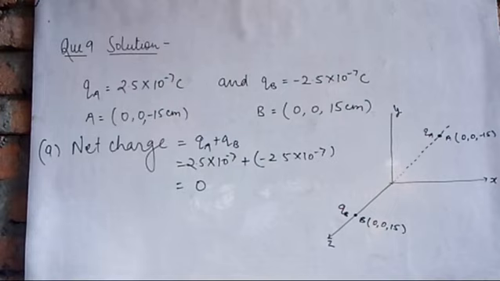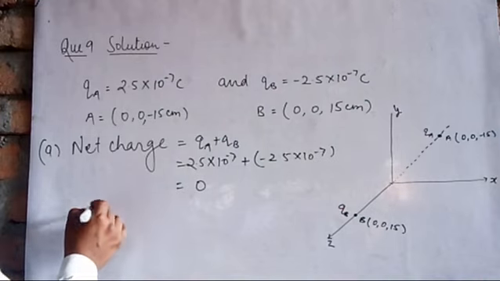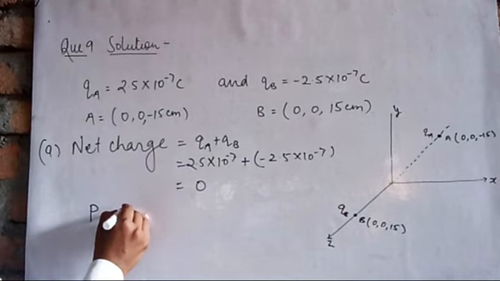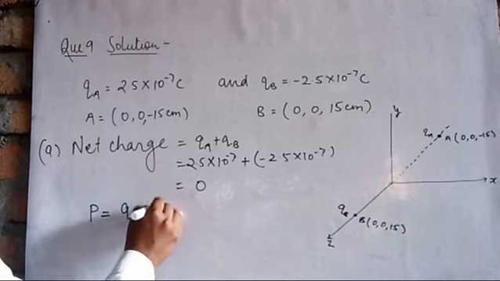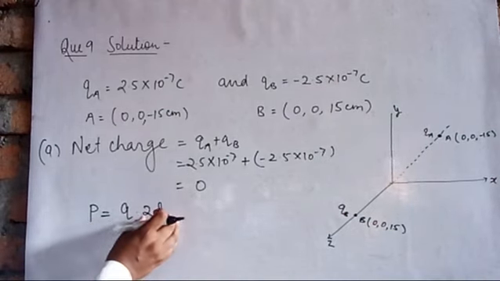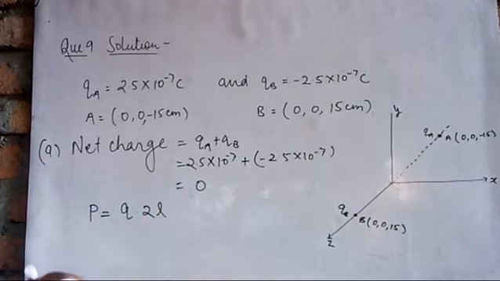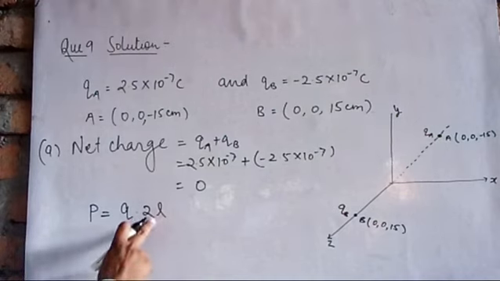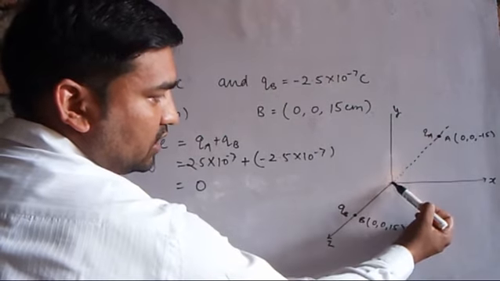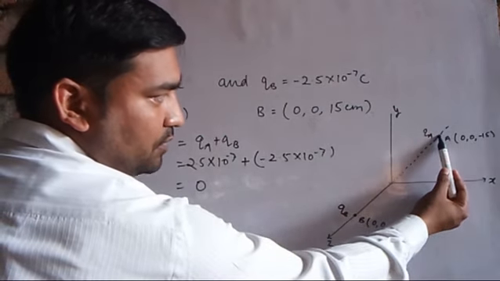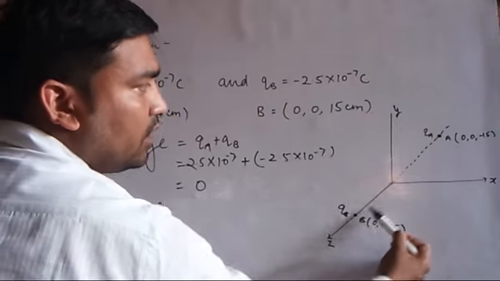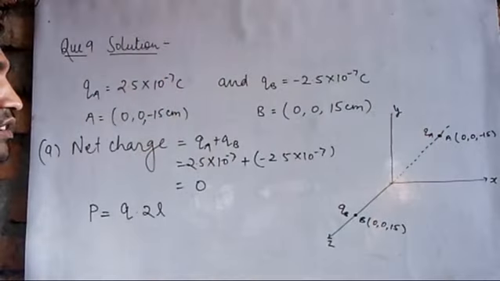And the second question is, what is the dipole moment? The dipole moment P is defined as Q into 2L, where Q is either charge and 2L is the separation between these two charges, the total distance between the charges. What is the total distance between the charges? The distance from the origin to this charge is 15, and the distance from the origin to this charge is 15. It means the overall distance between the charges is 30.